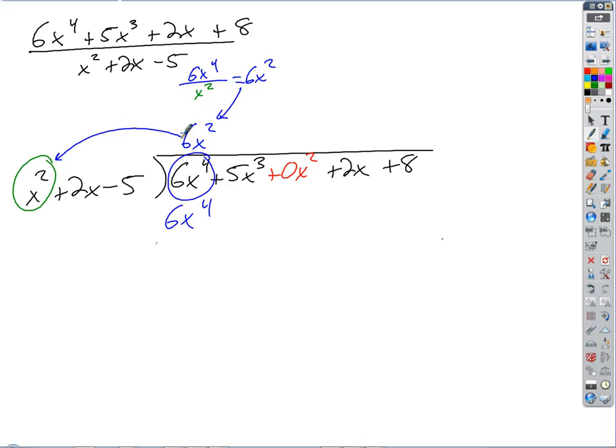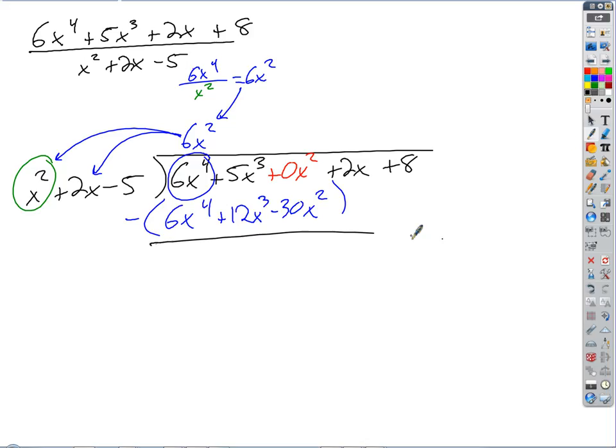6x squared times 2x. 6 times 2 is 12, positive 12, and x squared times x is x cubed. So that goes in the x cubed column, right? 6x squared times negative 5. That's going to give us x squareds, right? So we get negative 30x squared, and now we're going to subtract the whole thing, okay?